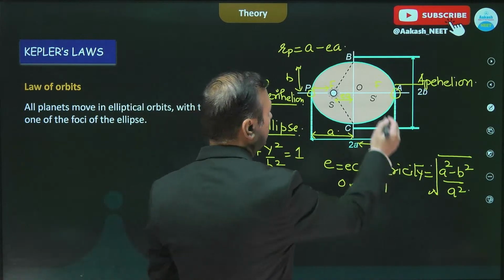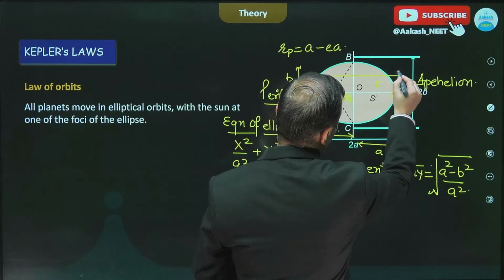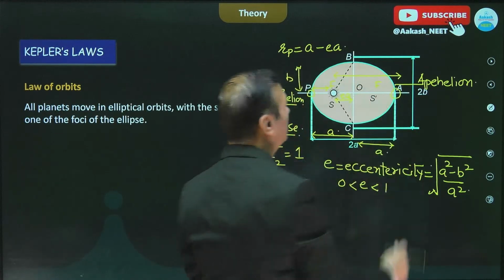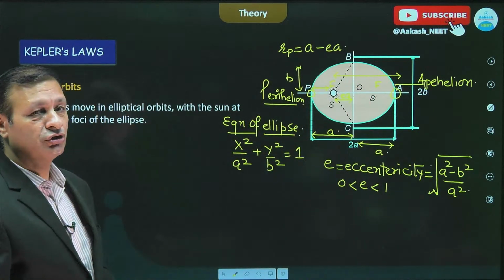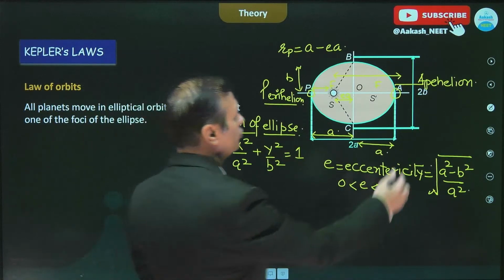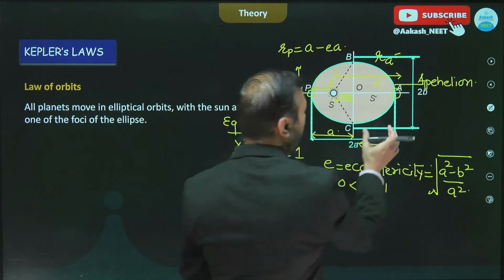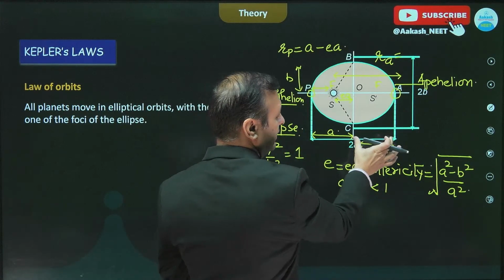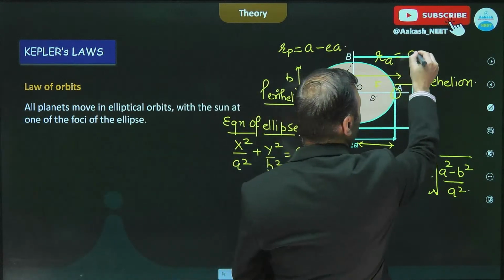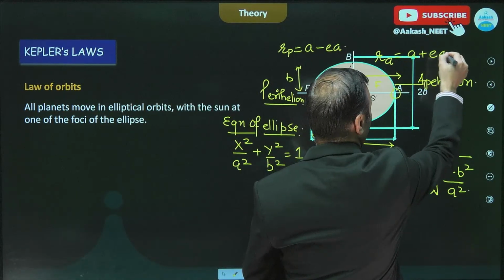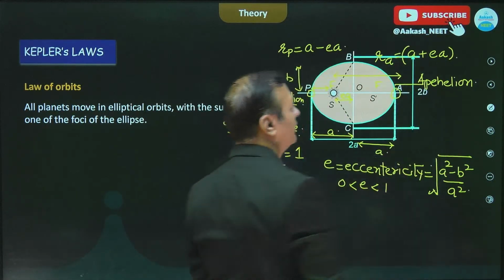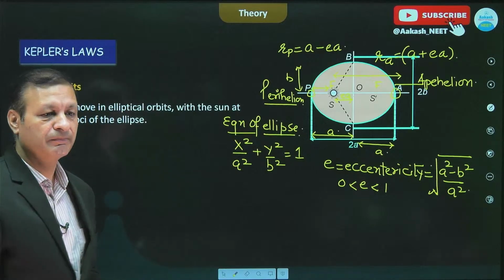Same way, if you define the distance or the separation of the aphelion point, we call it RA, and you can see this is A plus EA, and this is aphelion.